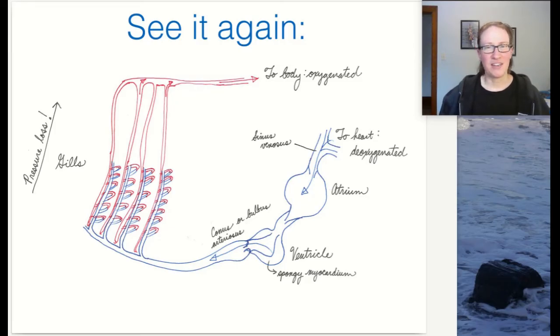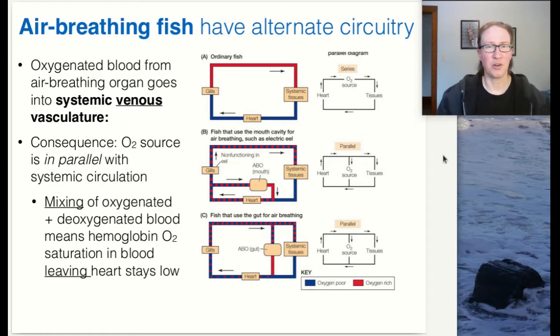So now that we've seen the circulatory organization found in generic fish, it's time to take things to the next level by looking at the circulatory organization in an interesting category of fish, our air-breathing fish. Air-breathing fish have an alternate circuitry relative to non-air-breathing fish.